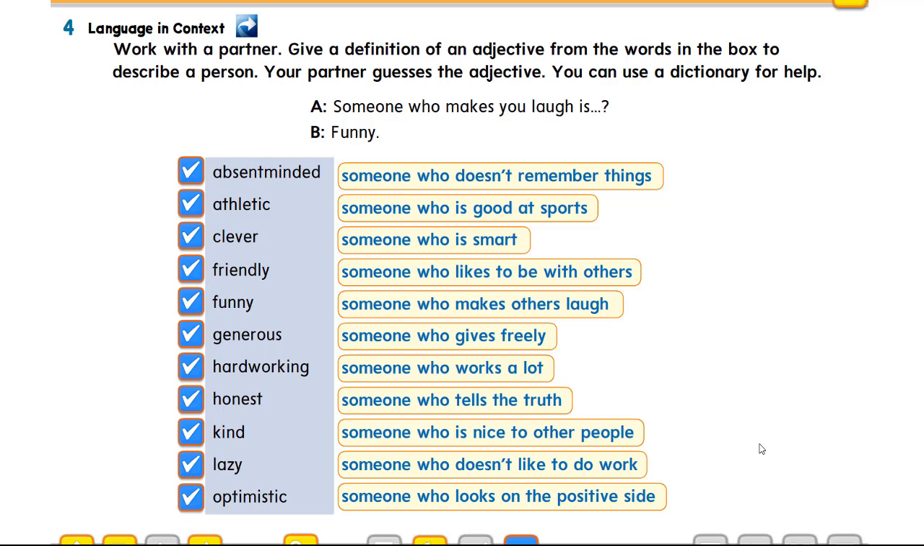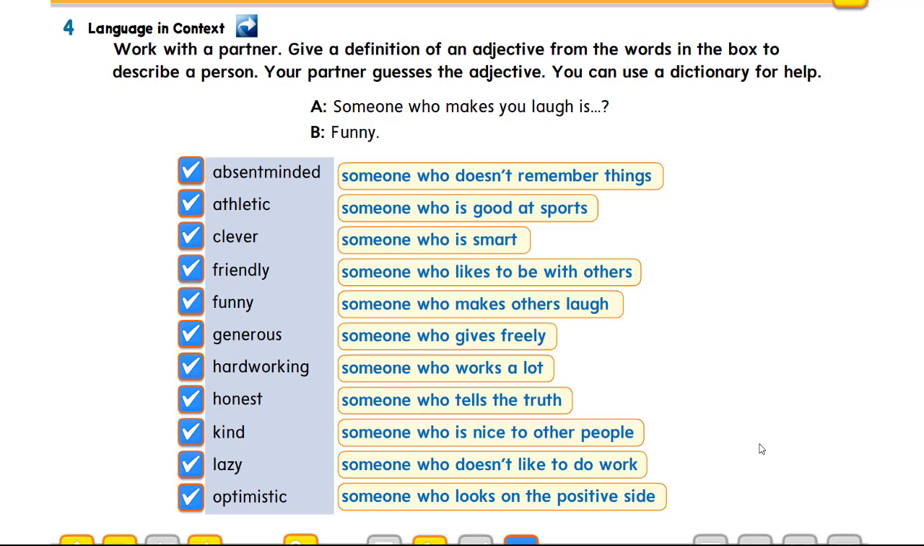Absent-minded، وهو غائب الذهن. Someone who doesn't remember things، لا يتذكر. Athletic، وشخص. Someone who is good at sports، جيد في الرياضة. Clever، someone who is smart، ذكي. Friendly، someone who likes to be with others، ودود. Funny، مضحك. Someone who makes others laugh.